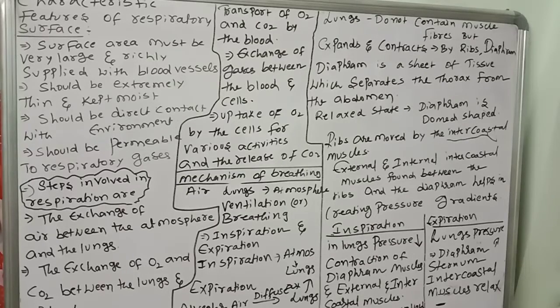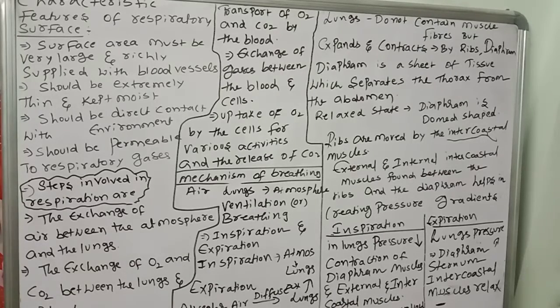When the atmospheric pressure is more, air happily enters inside. That is called inspiration, because the lung pressure is less at that time. In expiration, the lung pressure is more than the atmospheric air pressure, so the air goes outside. So what happens in inspiration? These are the important steps: contraction of the diaphragm muscles and external intercostal muscles, and the ribs and sternum move upward.